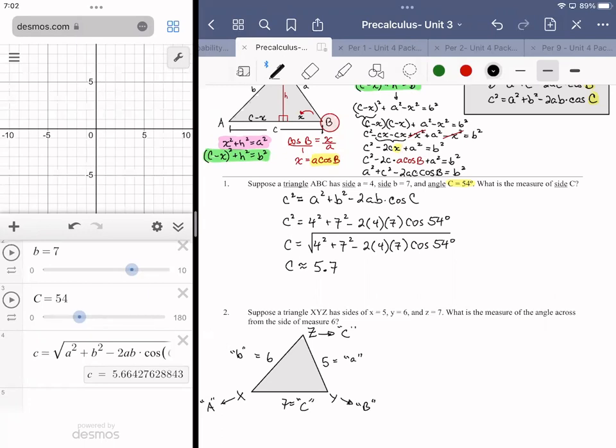All right. So they're saying, what is the measure of the angle across from the side of measure 6? Well, they're asking for the y, but really we could think of that as the B. All right. So I need the version of the law of cosines that involves angle B. So b squared is equal to a squared plus c squared minus 2ac times cosine of B.